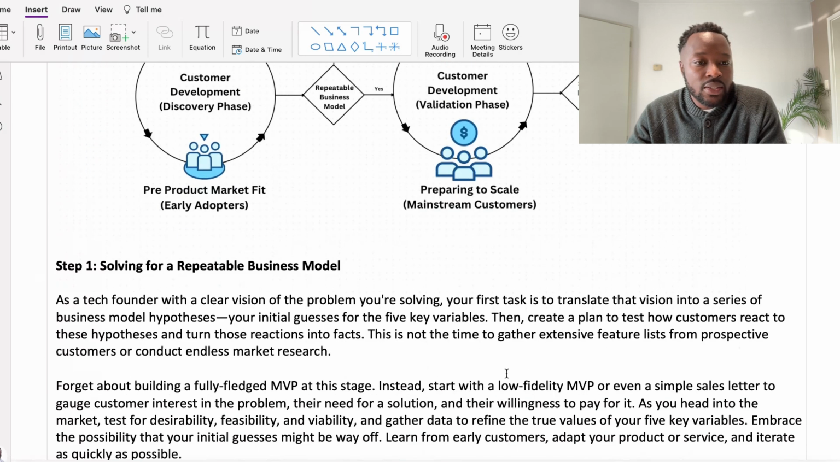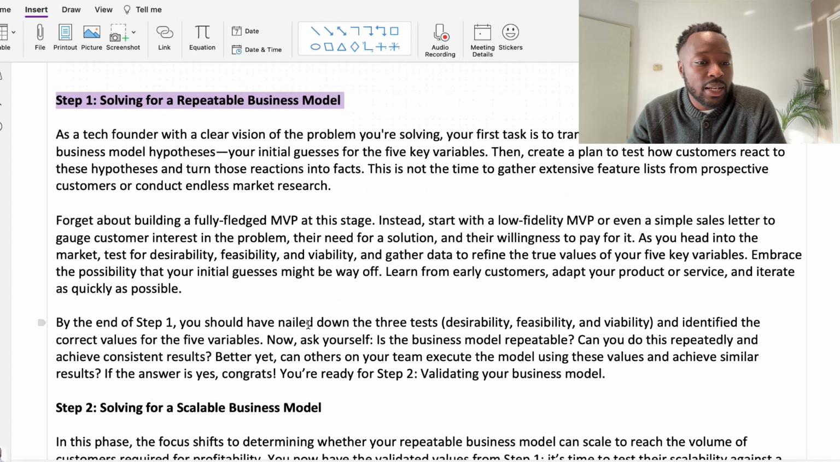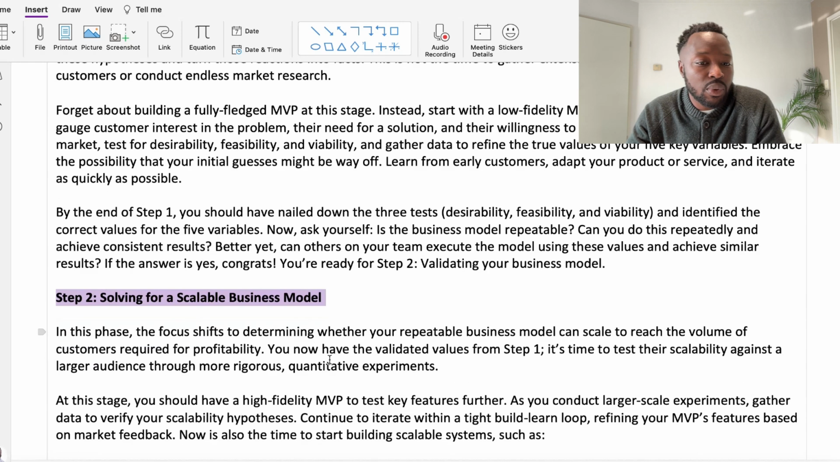So in this article, I've taken the time to really explain the steps, what you are supposed to understand when I talk about your business model being repeatable. So you can clearly see that, and as well, step two is solving for a scalable business model.